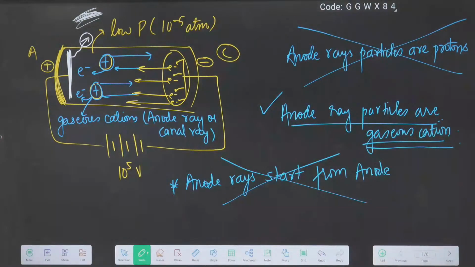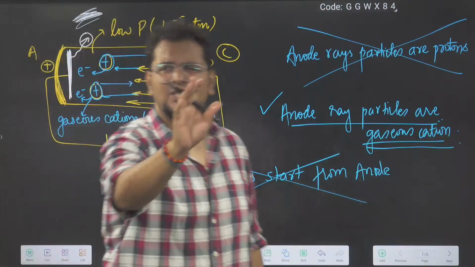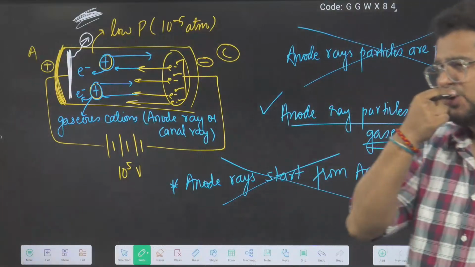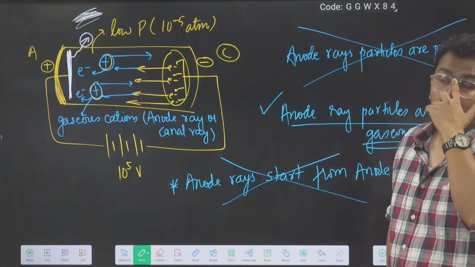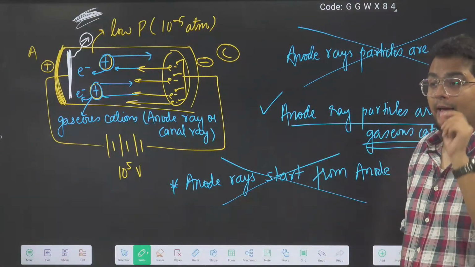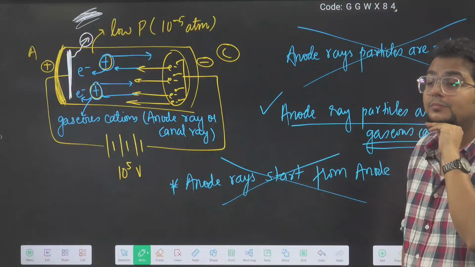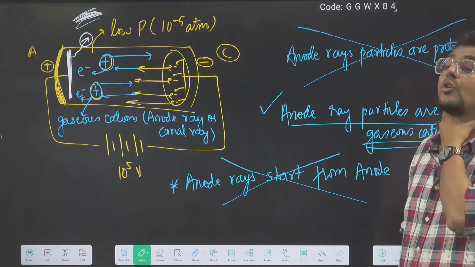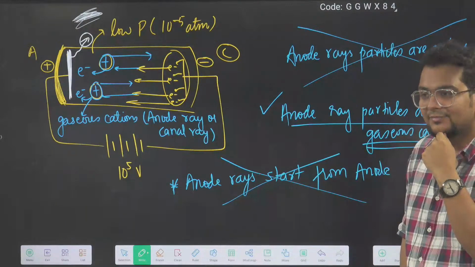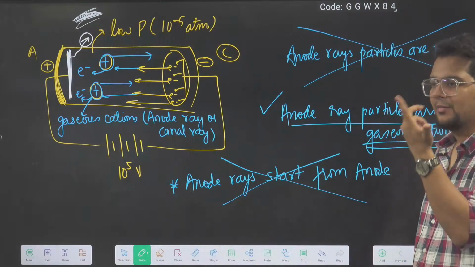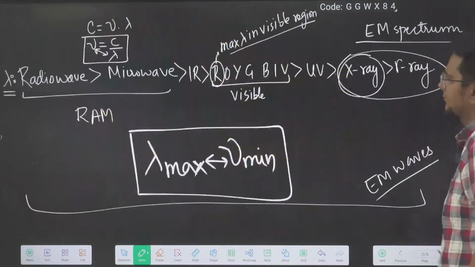So, how can X-rays be generated? If I want to generate X-rays in the lab, how can I do it? What should collide? Electron should collide with whom for generating X-ray? Heavy metal. Perfect.